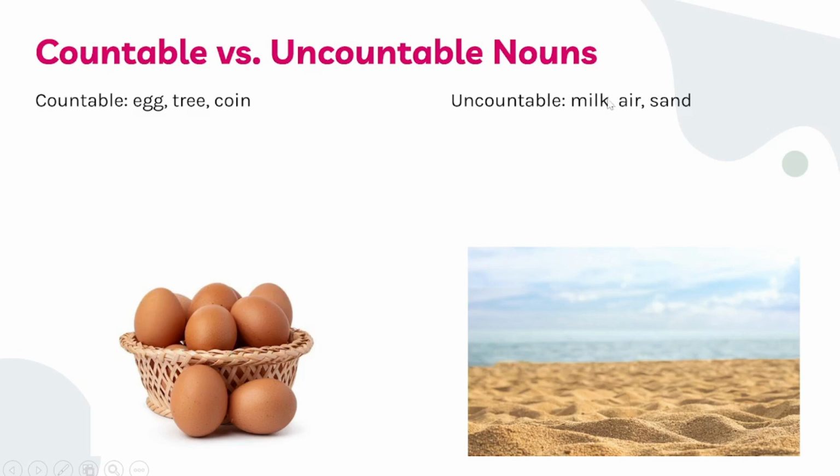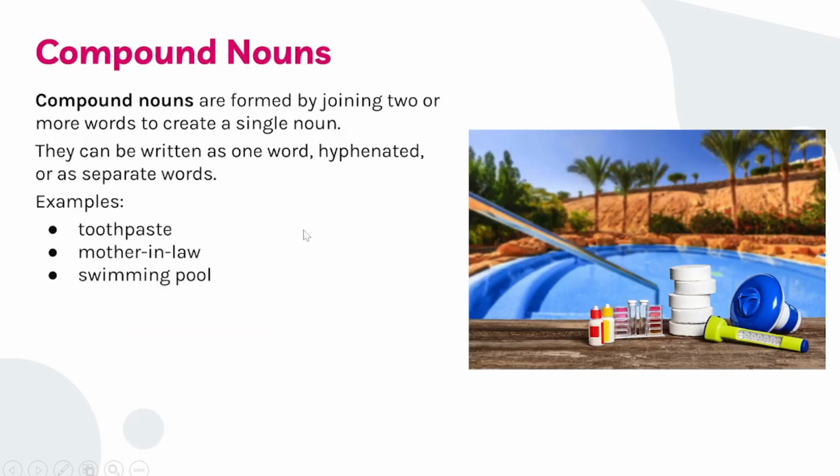So things like milk, air, sand, you can only quantify them. While here you can count them. You can number them 1, 2, 3. Now let's go to compound nouns.